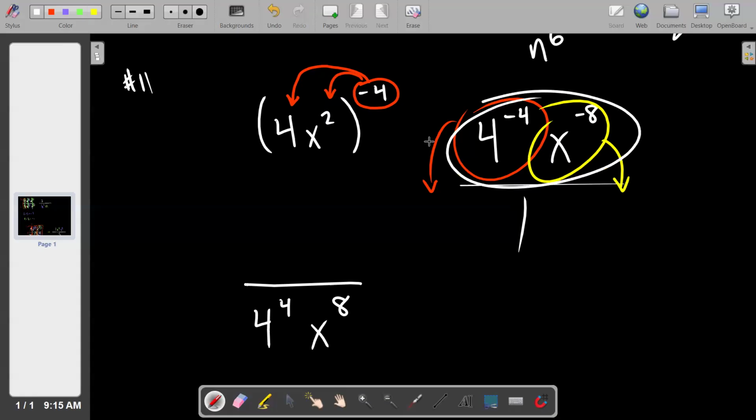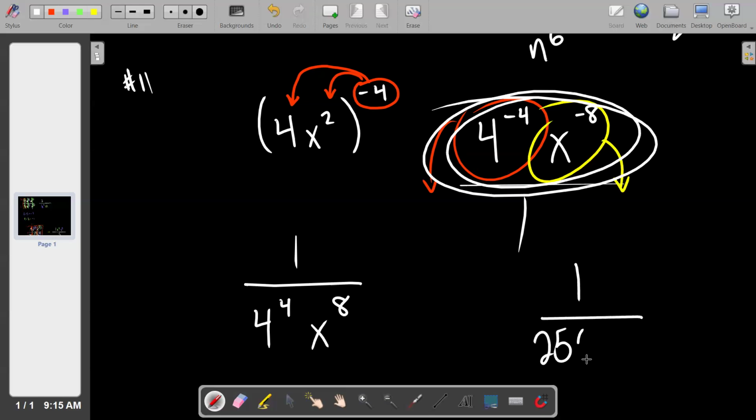In the absence of everything, we have just gutted this entire fraction. We literally took everything out of the top of the fraction, leaving absolutely nothing up there. And in the absence of anything, you put a 1. And then you can math now. So now you can exponentiate to your heart's content. 4 to the 4th is 256. X to the 8th is X to the 8th, and you're done.